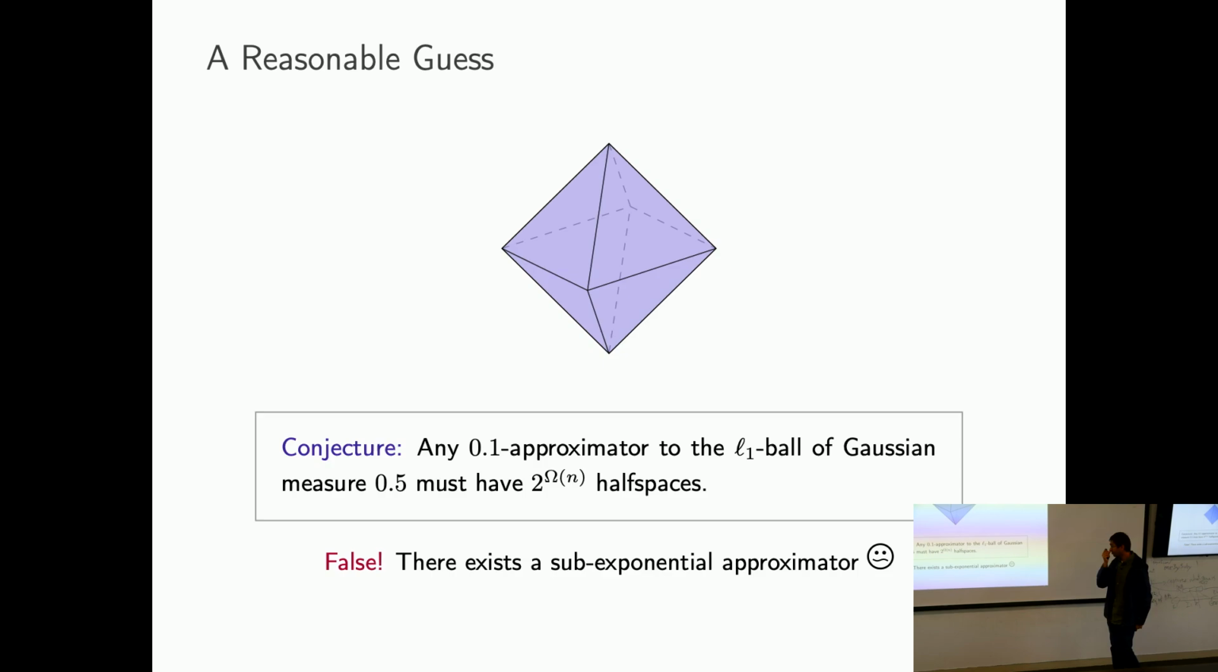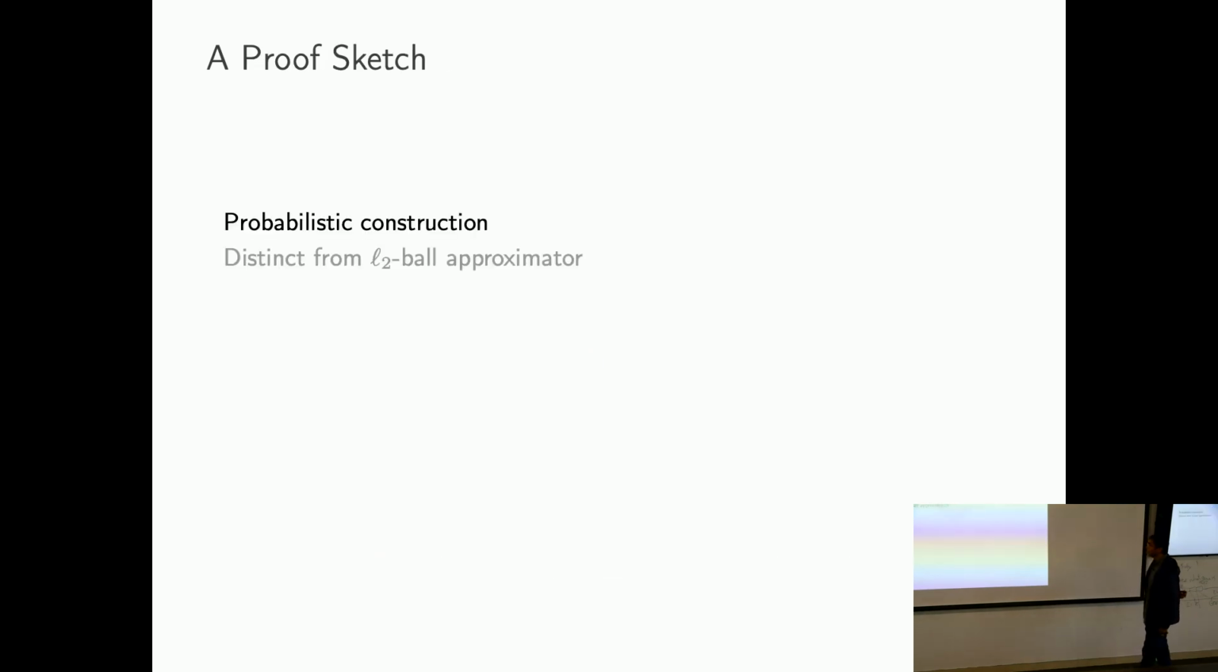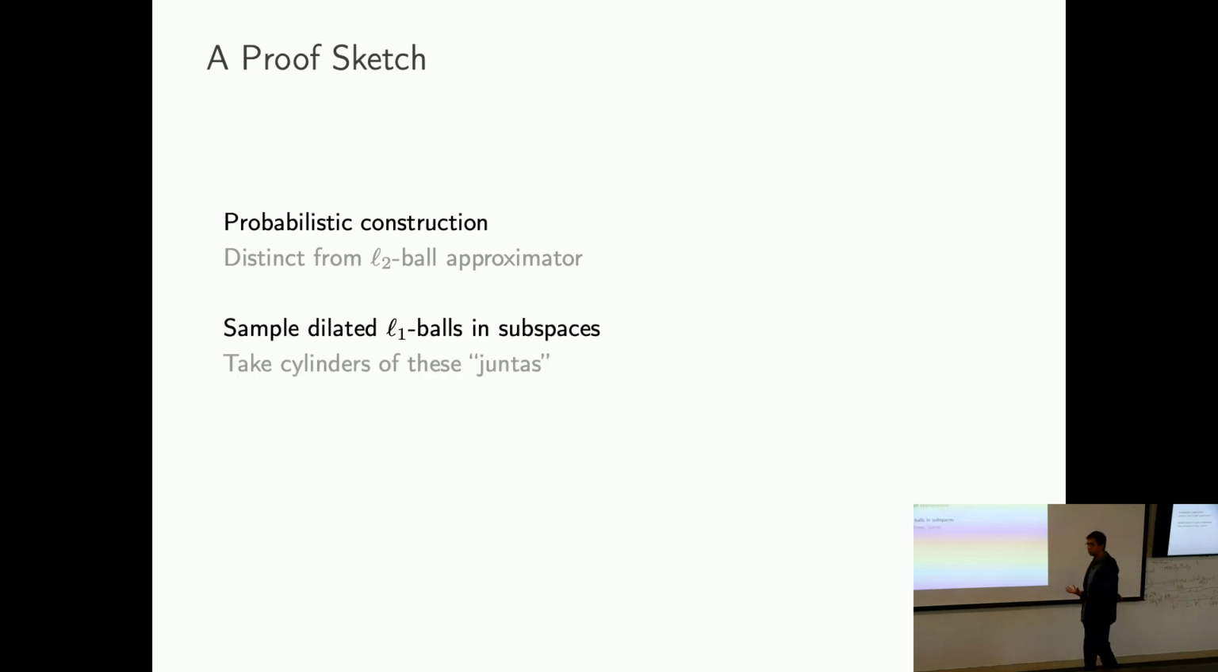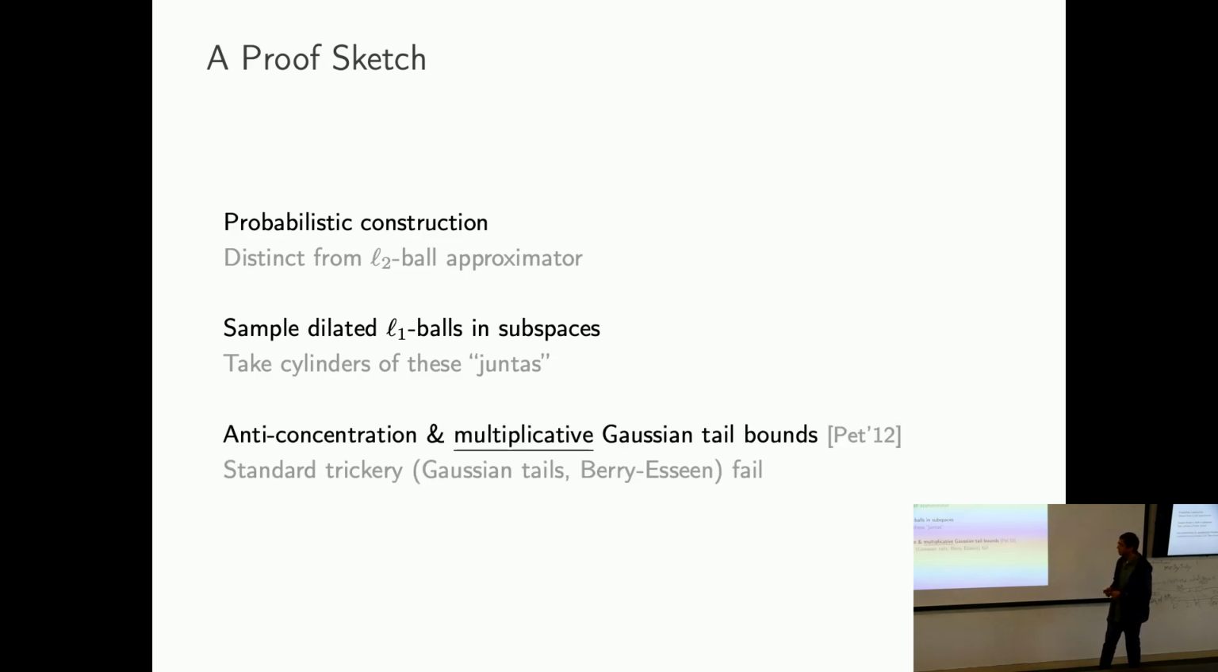I'm not going to go over the proof, but it's a probabilistic construction that's starkly different from the L2 ball construction. You essentially sample low-dimensional L1 balls, turn them into cylinders, and you intersect them. And here's a cool tool, which I didn't know about until I worked on this problem. You need to use multiplicative Gaussian tail bounds.